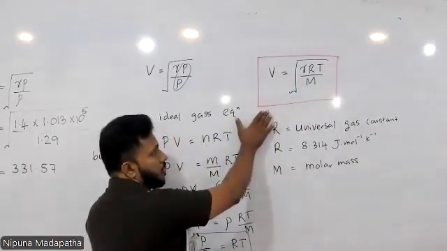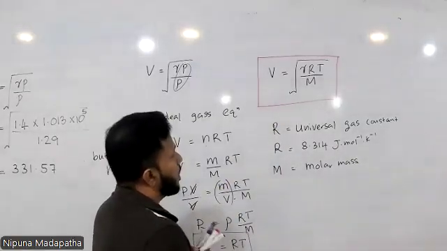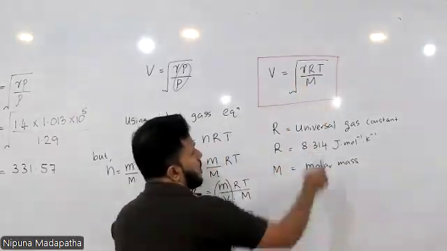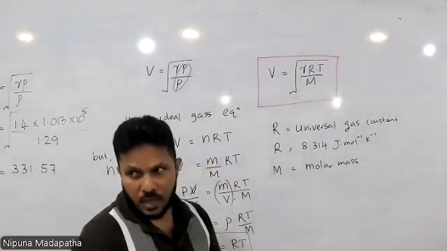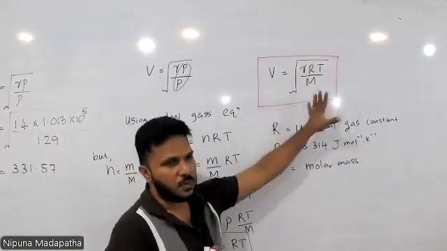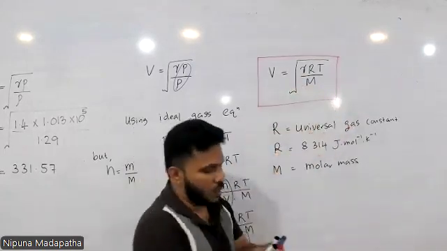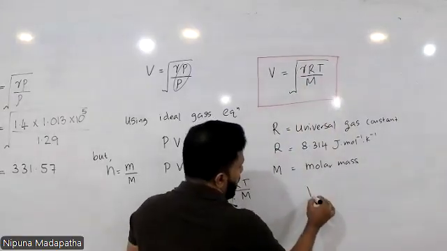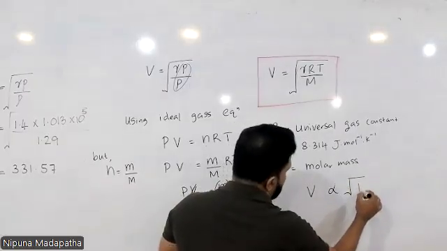So this is the expression for the temperature dependency of the speed of sound in air. For a given gas, gamma, R and M are constant. Gamma is fixed, R is a fixed value, and M is also a fixed value. So all these terms are constants. Therefore V is directly proportional to the square root of temperature.